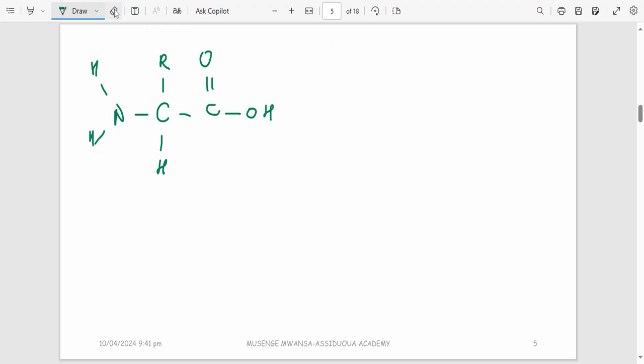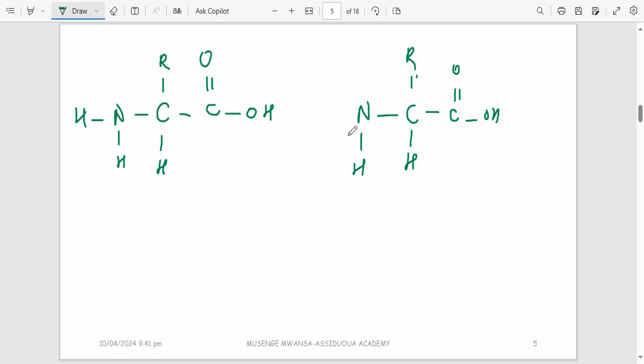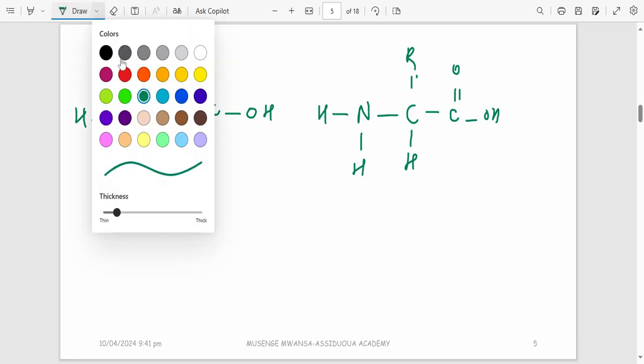I'm going to write another amino acid. This side, let me write it like this. I write hydrogen down, then hydrogen this side. Can have another carbon bonded to R, bonded to H, and then carbon, double bond to oxygen, and then OH, and then we have got nitrogen bonded to hydrogen and then bonded to hydrogen. So these are two different amino acids.